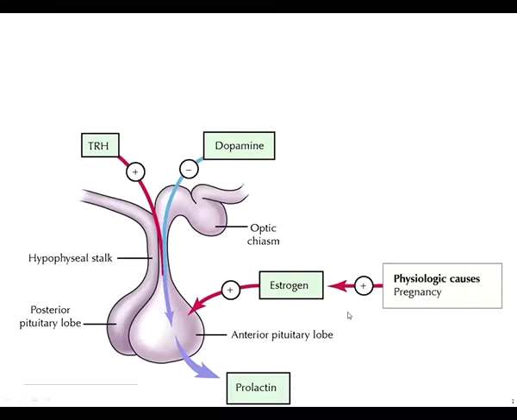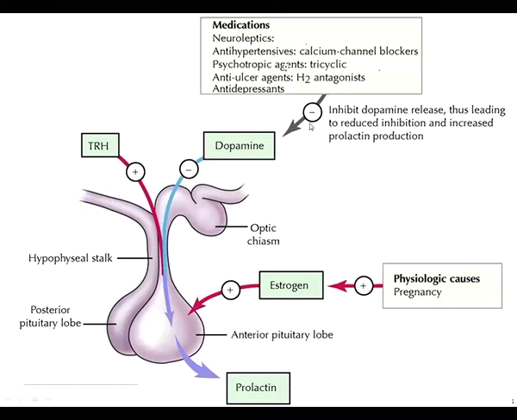And the estrogen is affected as well by physiological causes. Of course, one of the major physiological causes is pregnancy, which promotes the secretion of estrogen, which will potentiate the secretion of prolactin. Some of the factors inhibit the secretion of dopamine, so once dopamine is inhibited, that would lead to an increase in the secretion of prolactin. The inhibiting of dopamine release leads to reduced inhibition and, of course, an increase in prolactin production.